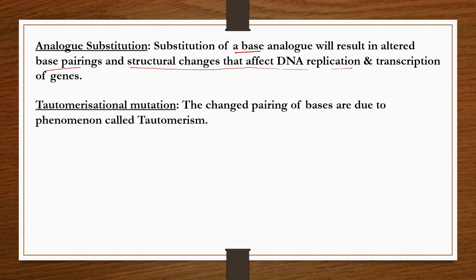2. Tautomerizational mutation. The changed pairing of bases is due to a phenomenon called tautomerism. Changed pairing of bases. The point is that generally A is bound with T, G is bound with C. If it exists in alternate pairing, that is A is bound with C and G is bound with T, this phenomenon is called tautomerizational mutation.